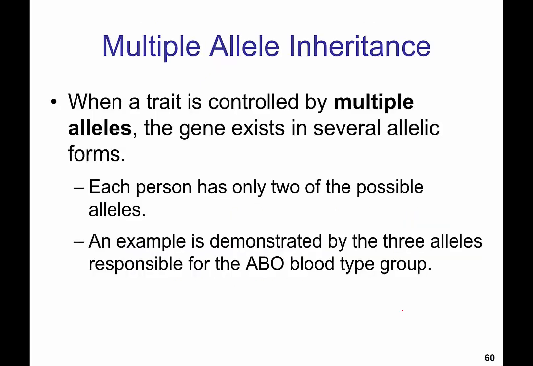Multiple allele inheritance is when a trait is controlled by multiple alleles, or more than two. And so the gene exists in several allelic forms. So far we've seen an either-or. Now we're going to look at more than two. But keeping in mind that each person for a diploid organism is only going to inherit two of the possible alleles. So with the ABO blood type group, there are three alleles that are responsible.